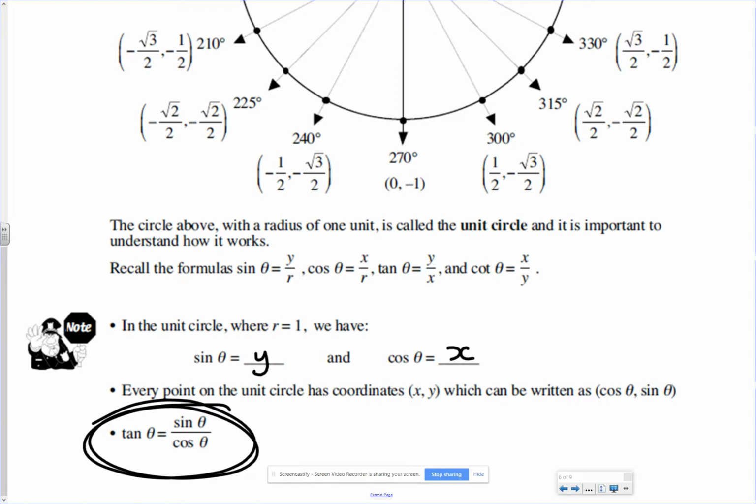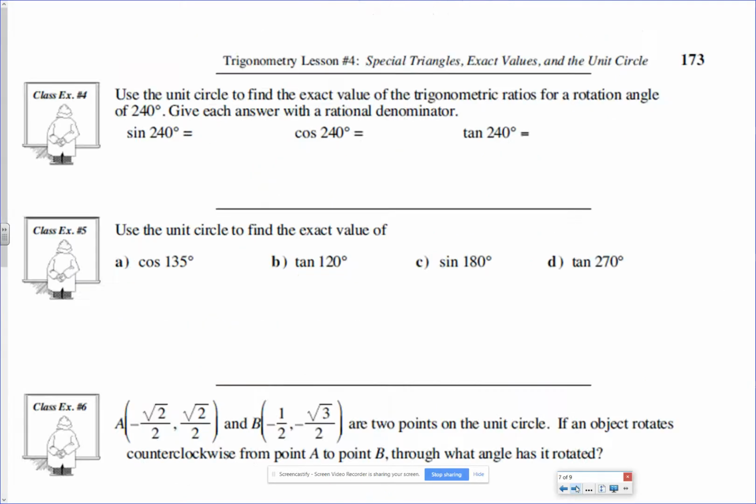So then moving on to the next section here, we have page 7. So using the unit circle, find the exact value of the trig ratios for a rotational angle of 240. So again, for all of these, I need to find my reference angles. So my reference angle here is 60 degrees. My reference angle here is 60 degrees. And my reference angle here is 60 degrees.